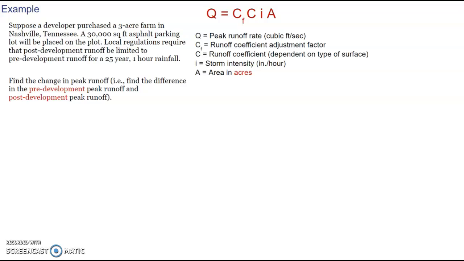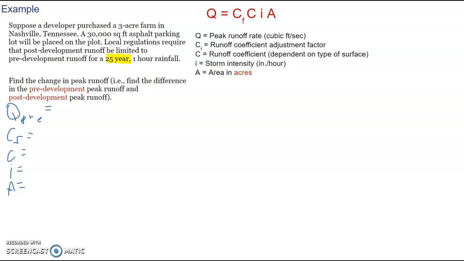I'm going to use subscripts when doing this, so we're going to do Q pre, and this is hard to write on. Let me try doing this. Alright, Q pre. In order to find our Q pre, we need to find our C sub F, our C, our I, and our A. So for our C sub F, we need to know the time.